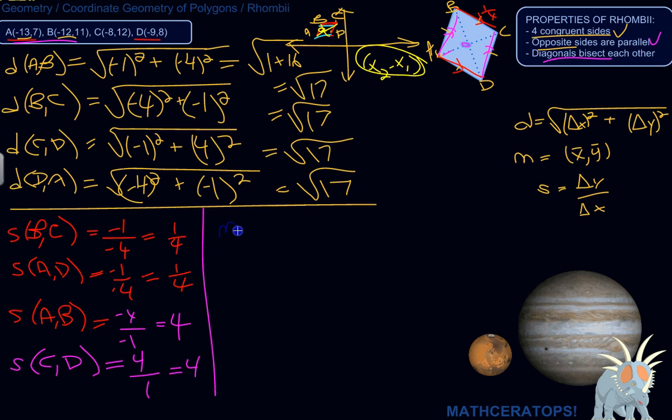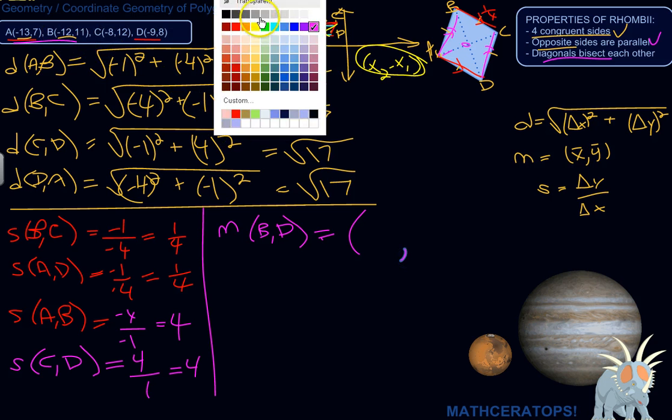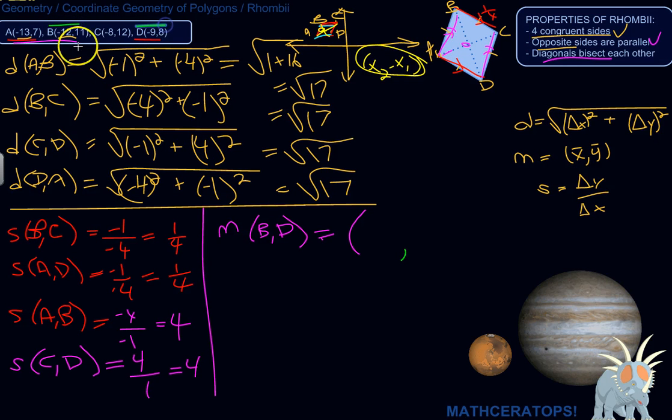So let's do the midpoint of BD. The midpoint is just you take the average of the x coordinates, and then the average of the y coordinates. So let's look at B and D. Maybe we'll switch colors. Let's take the average of the x's. Negative 12 plus negative 9 is negative 21, and then we divide that by 2, which is negative 10 and a half. Let's average the y's. 11 plus 8 is 19, and divide that in half to average it would be 9 and a half.